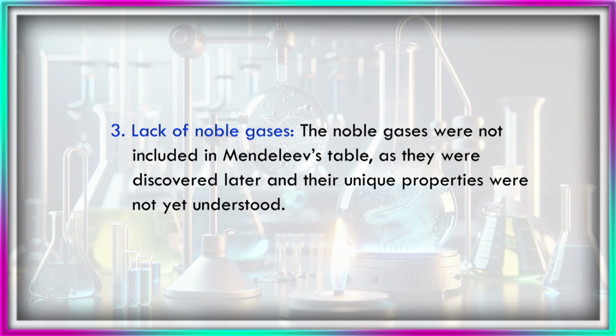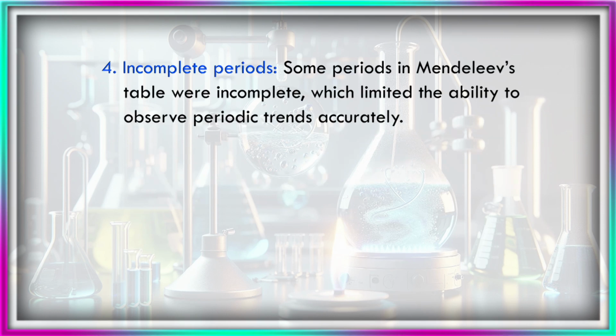3. Lack of noble gases. The noble gases were not included in Mendeleev's table, as they were discovered later and their unique properties were not yet understood. 4. Incomplete periods. Some periods in Mendeleev's table were incomplete, which limited the ability to observe periodic trends accurately.